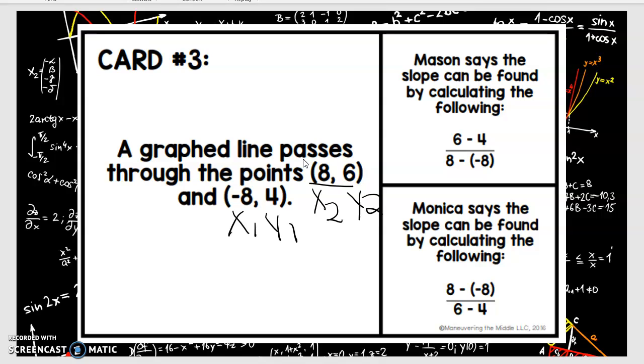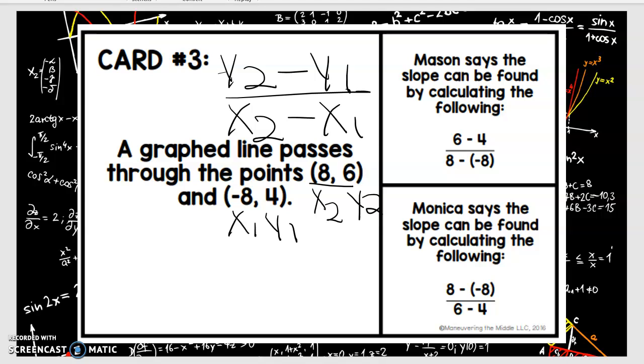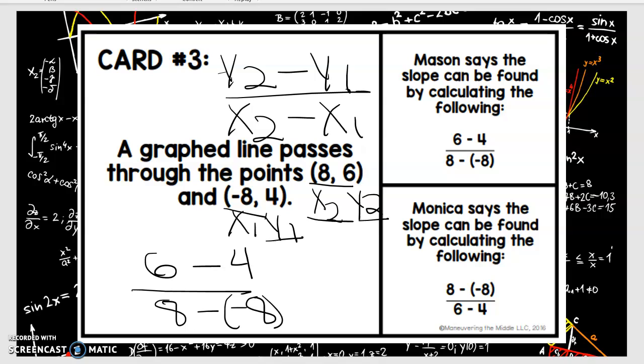All right, you should have paused and pushed play. So this is how we set this up. Remember, the equation here was y2 minus y1 over x2 minus x1. So y2 is 6, y1 is 4, and then x2 is 8, and then x1 is negative 8, so we have to put that in parentheses. And there we go. So Mason is correct.